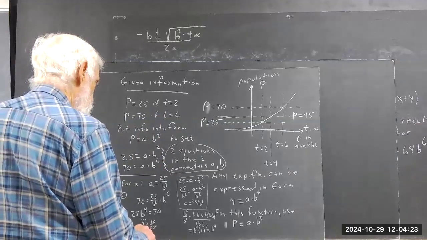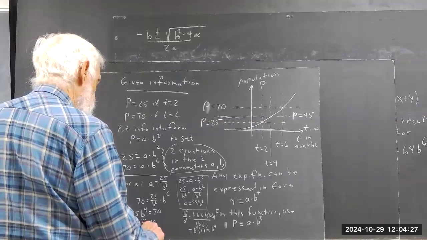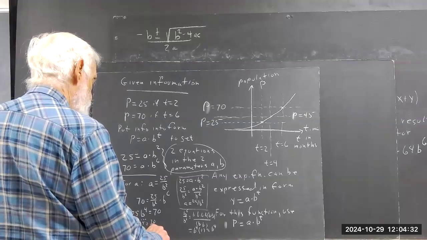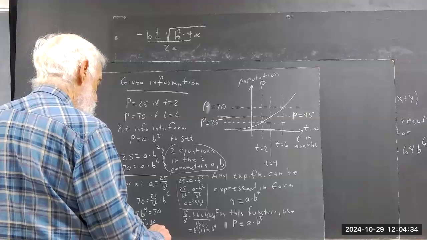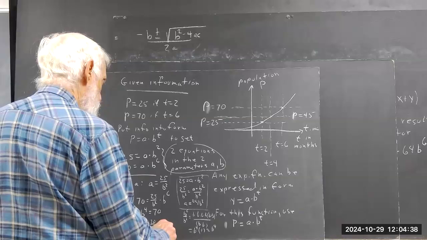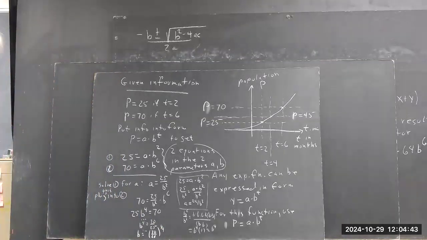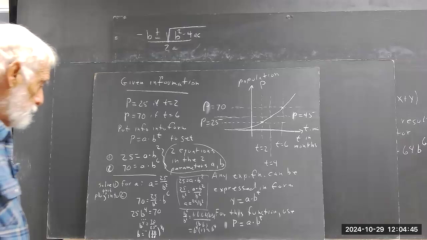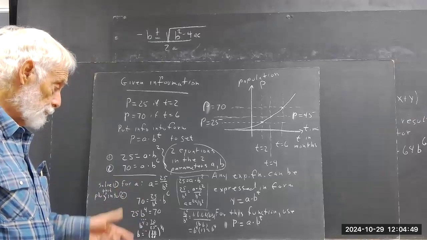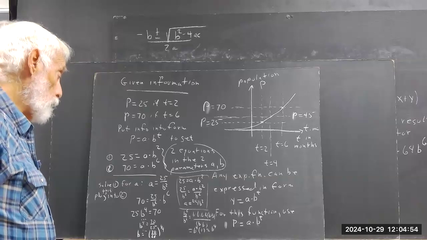But now b equals, and there are a bunch of steps. It's going to be 70 over 25 raised to the 1/4 power. Now, if you want to put that into your calculator, you can divide the 25 into 70 if you want, but you don't really have to. 70 over 25 raised to the 1/4.